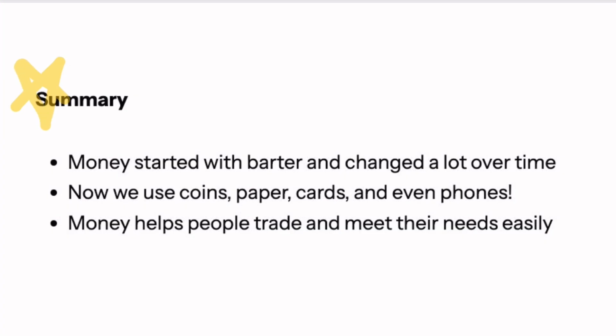With our lesson slowly coming to an end, I'd like to give a brief summary. First, money started with barter, and it changed a lot over time. Now we use coins, paper, cards, or even phones as different forms of money. And lastly, money helps people trade and meet their needs easily, therefore maximizing efficiency.